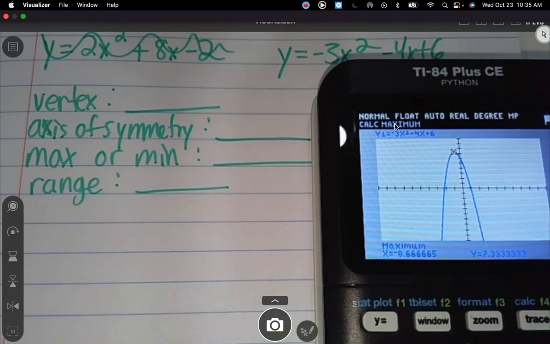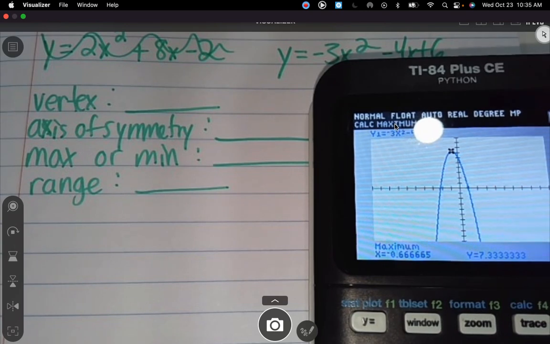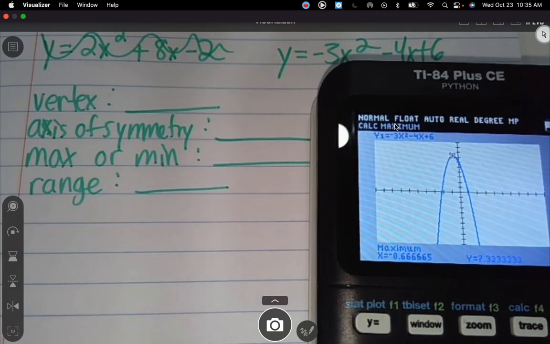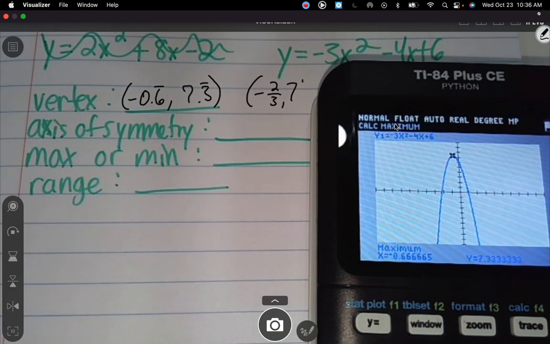And mine says negative 0.6 repeated for my x value. Y'all might not know that, but that's negative 2/3. Did y'all know that? And 7.3, which is 7 1/3. If it was me, I would have written negative 2/3, and then I would have written 7 1/3. But the decimal's fine. Absolutely fine.